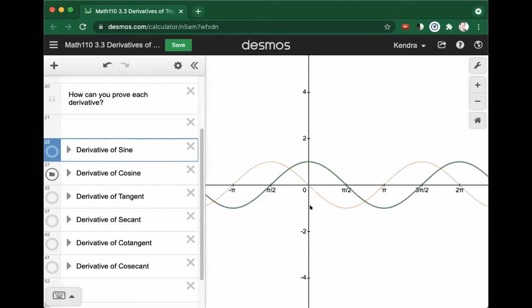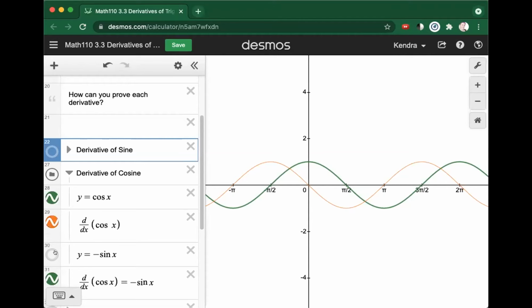If we take a look at this, cosine is the bold green function, and then the derivative of that is the thin orange graph. And what curve is that? If you know that it's some sine curve, what sine curve is that? Hopefully you determined that it is negative sine of x. So the derivative of cosine is negative sine. All right.